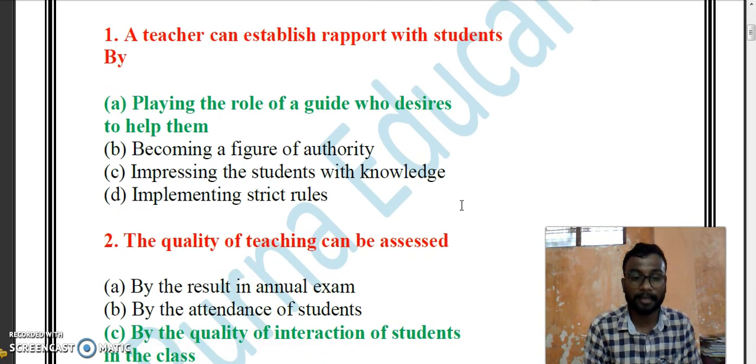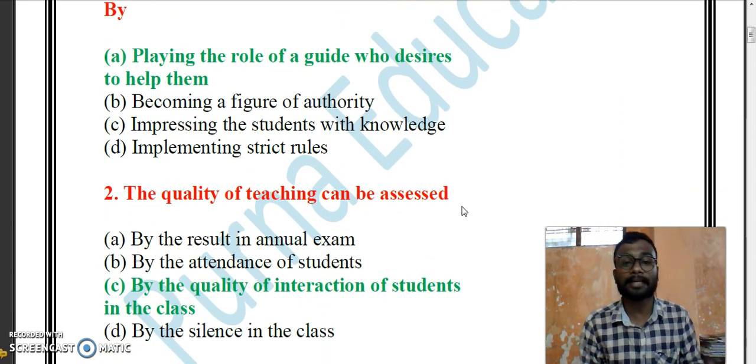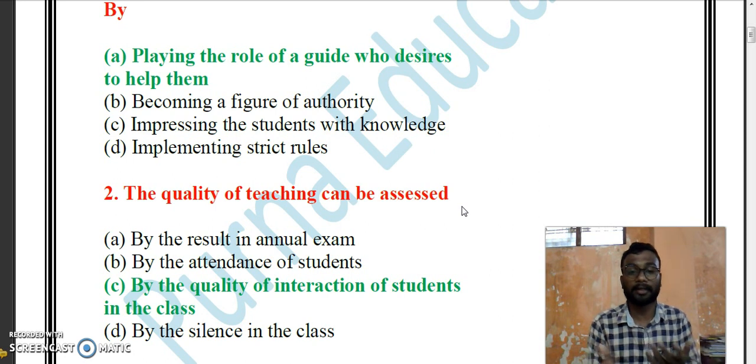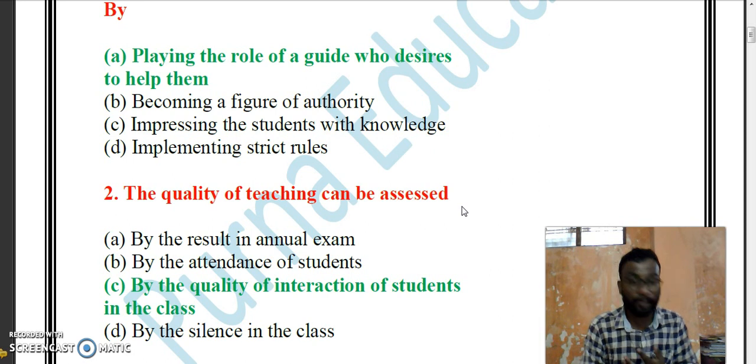Second question: how can the quality of teaching be assessed? By the results in the annual examination? No way. By the attendance of students? No. By the quality of interaction of the students in the class? By the size of the class?